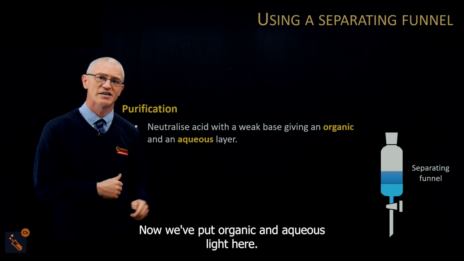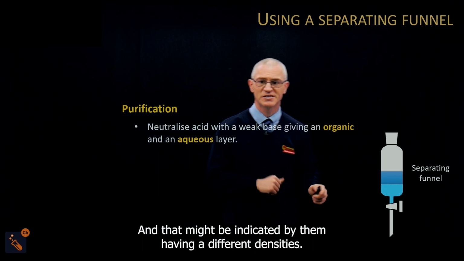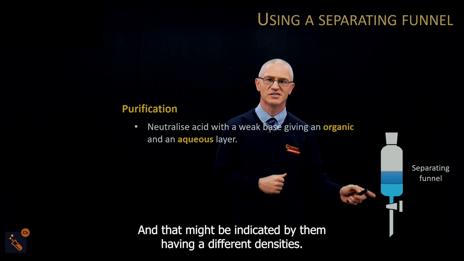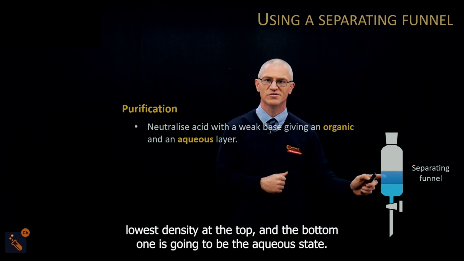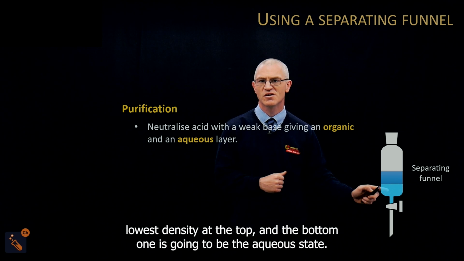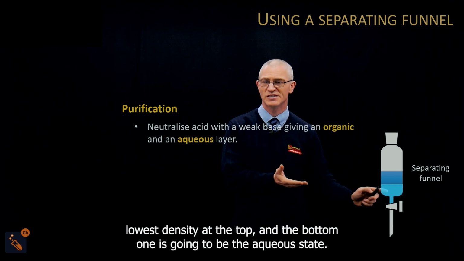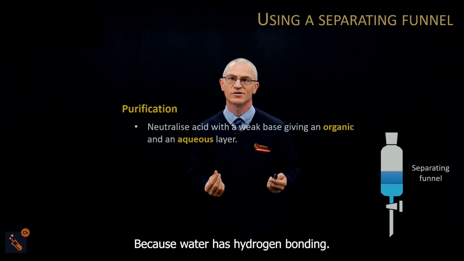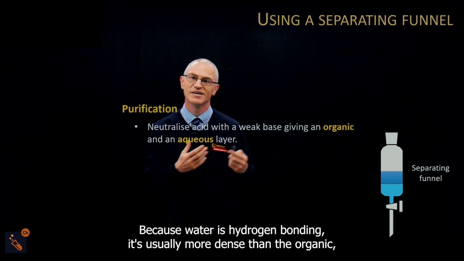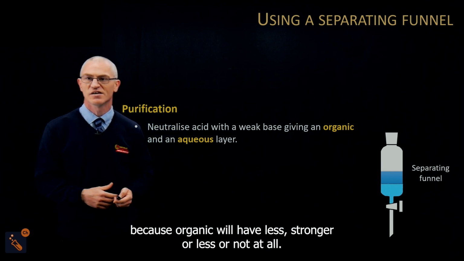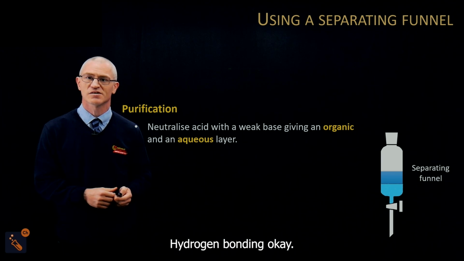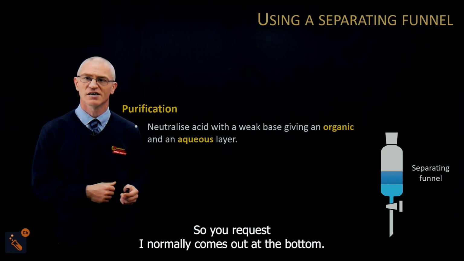Now we've put our organic and aqueous layer here, and that might be indicated by them having different densities, and they are immiscible. So you can literally see the one with the highest density is at the bottom, lowest density at the top. And the bottom one is going to be the aqueous layer because water has hydrogen bonding. Because water has hydrogen bonding, it's usually more dense than the organic, because organic will have less stronger or not at all hydrogen bonding. Okay, so your aqueous layer normally comes out at the bottom.